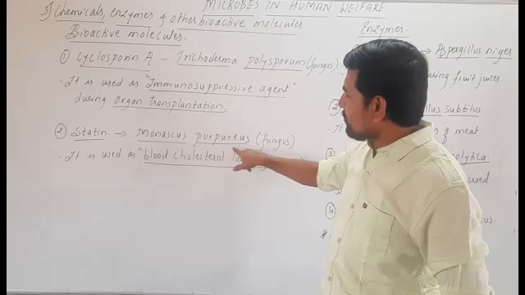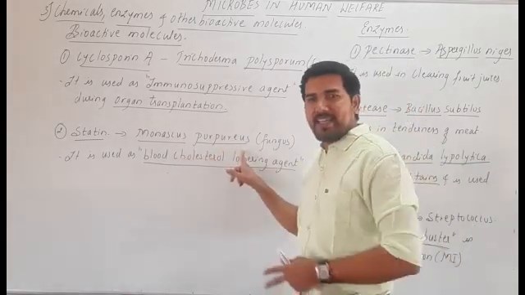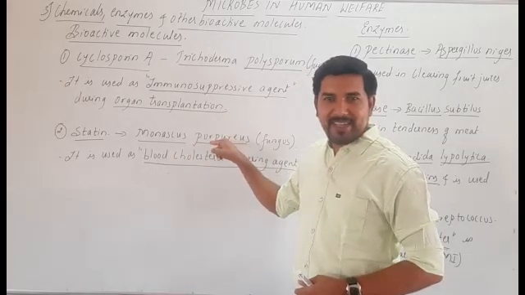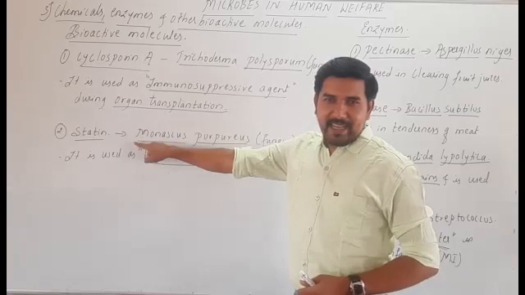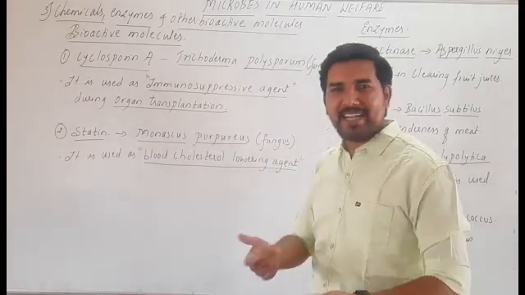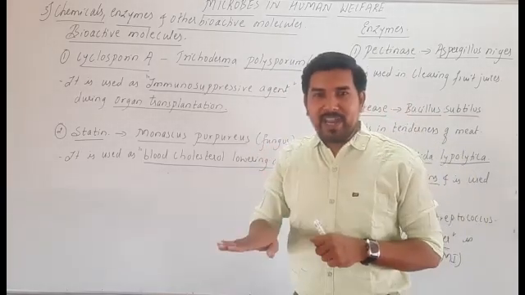Statin is produced from a fungus, Monascus purpureus. It is a fungus, Monascus purpureus. Remember the name of the fungus here. And what does it produce? Statin, a bioactive molecule. For what purpose is statin used? It is used as a blood cholesterol lowering agent.